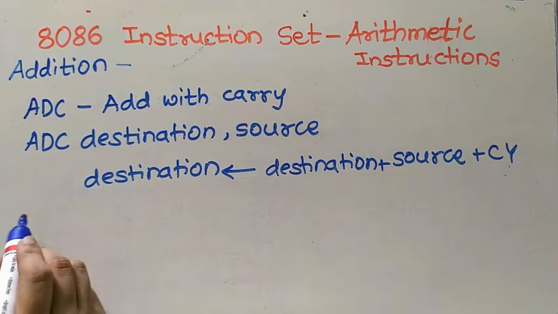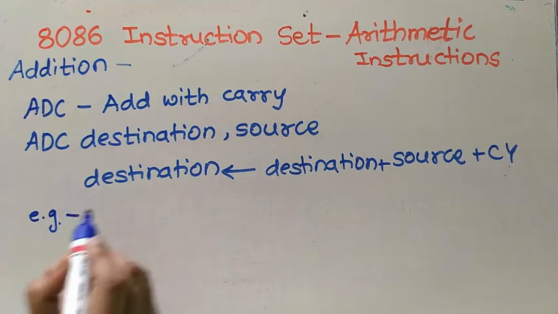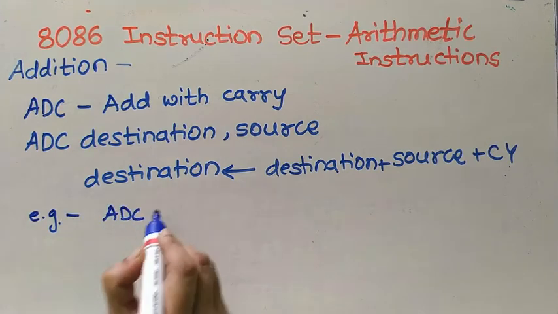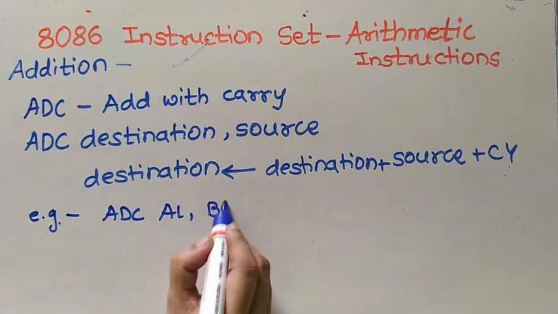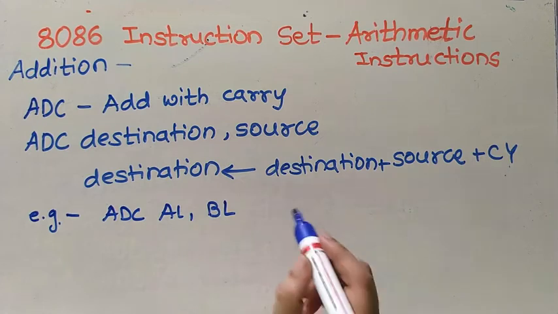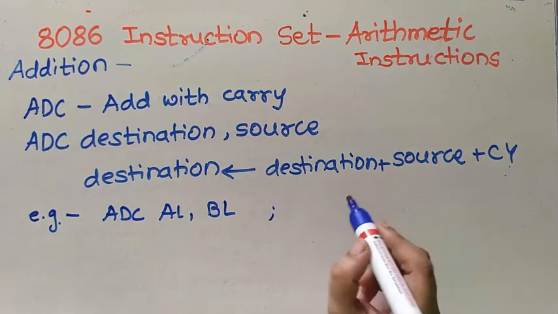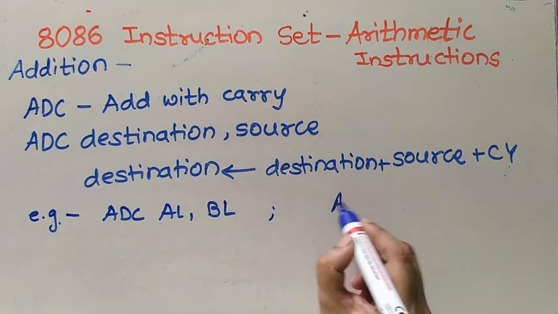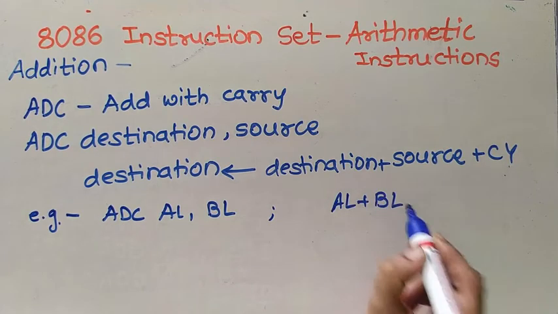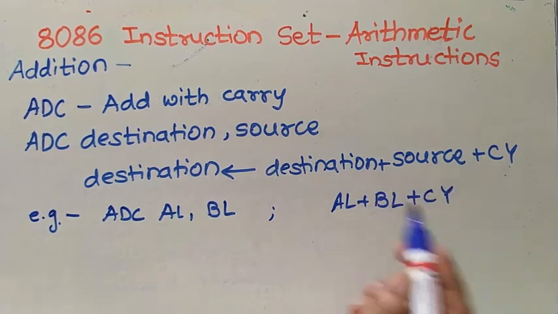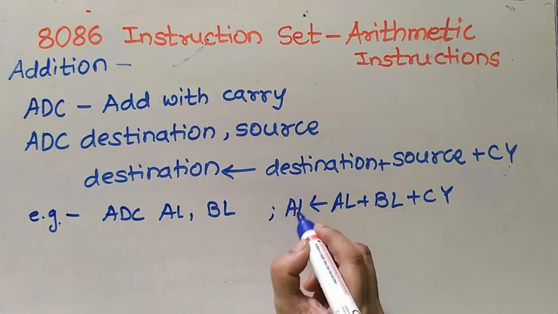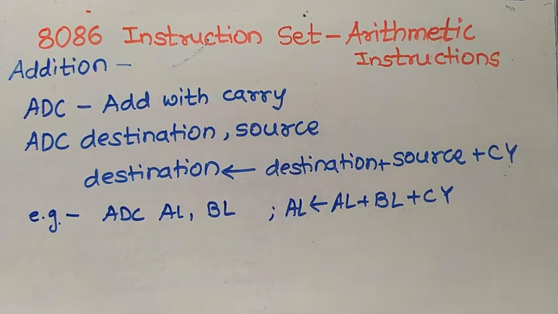Let's consider the example ADC AL, BL. What happens after execution of this: contents of AL are added with BL and CY, that is carry, and the result is stored back into the AL register. So this is the addition instruction along with the carry.